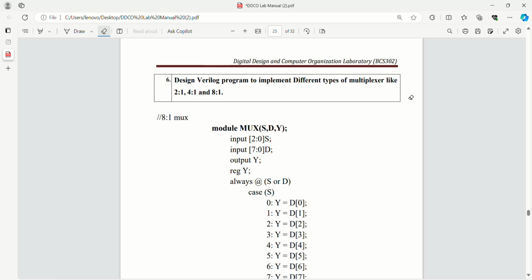Sixth question is to design a Verilog program to implement different types of multiplexer like 2 to 1, 4 to 1, and 8 to 1. First is 8 to 1.